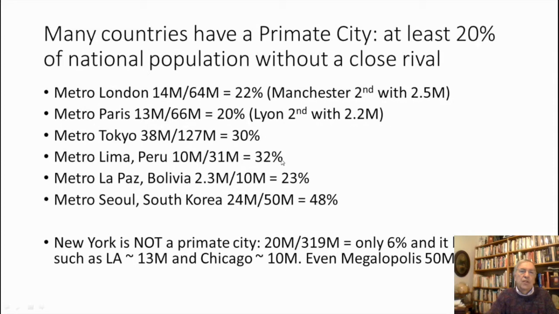Lima, Peru is an example. 10 million of the 30 or so million people in Peru live in Lima. La Paz, Bolivia, where I showed you the photo of the cable cars, has 2.3 million out of 10 million, so that's 23%. A very good example is Seoul, South Korea. Almost half the population of Korea lives in that one metropolitan area. So anyway, that's called a primate city, or think of it as meaning primary city.